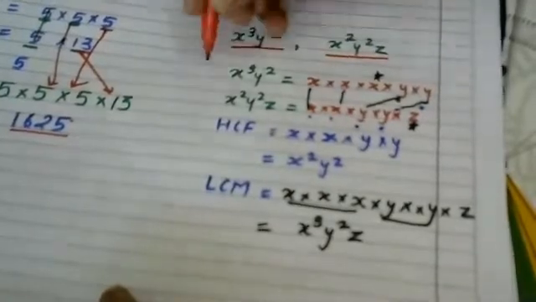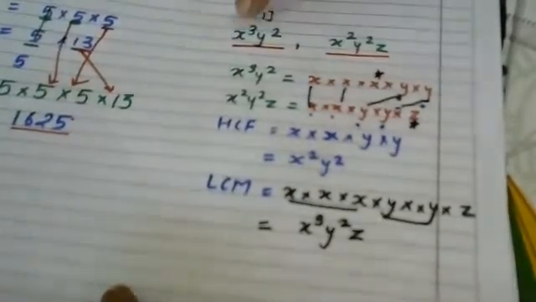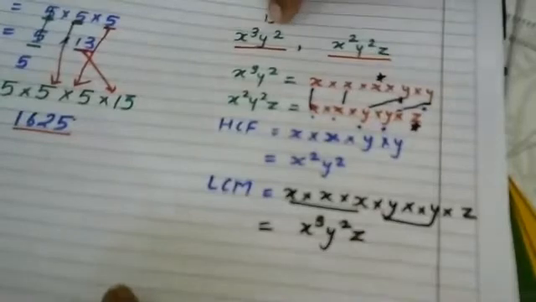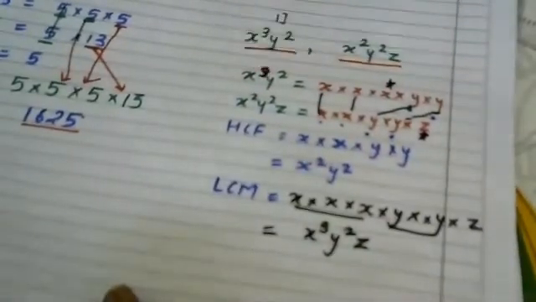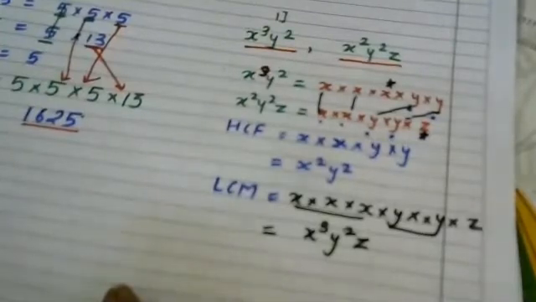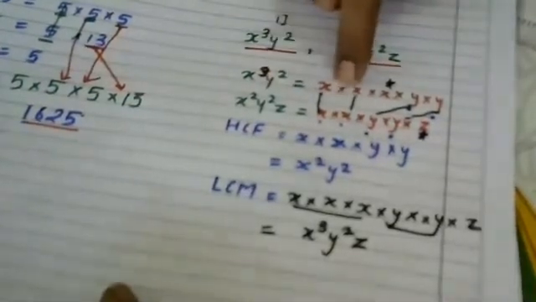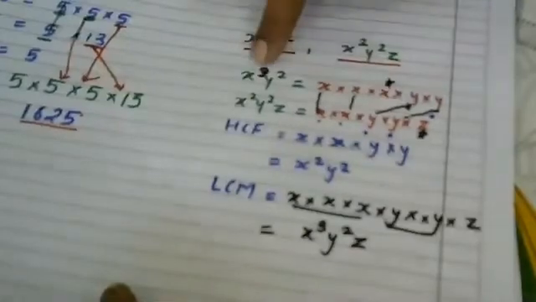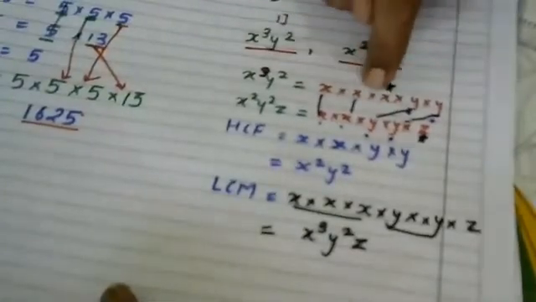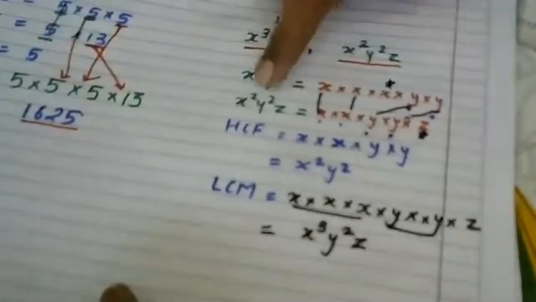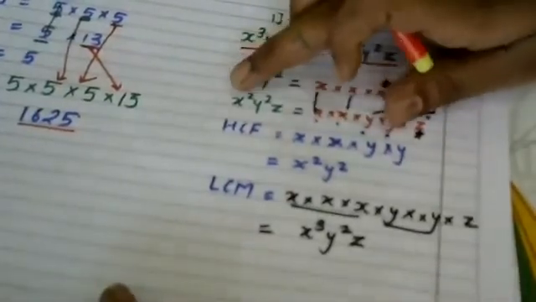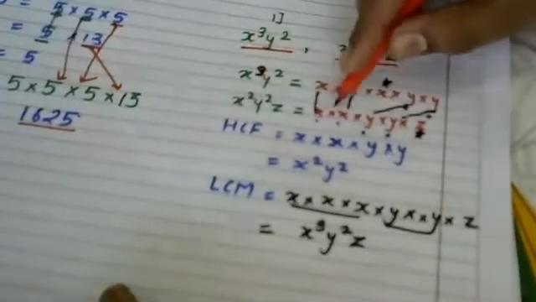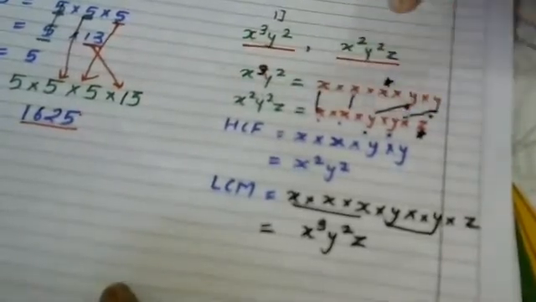Now first find the factors. Whatever power is there on a particular variable, always remember that many times you need to multiply the variable with itself. X cube, so 3 times x will come. Y square, so 2 times y is going to come. Downside x square, y square, z, so 2 times x, 2 times y, 1 time z is coming.